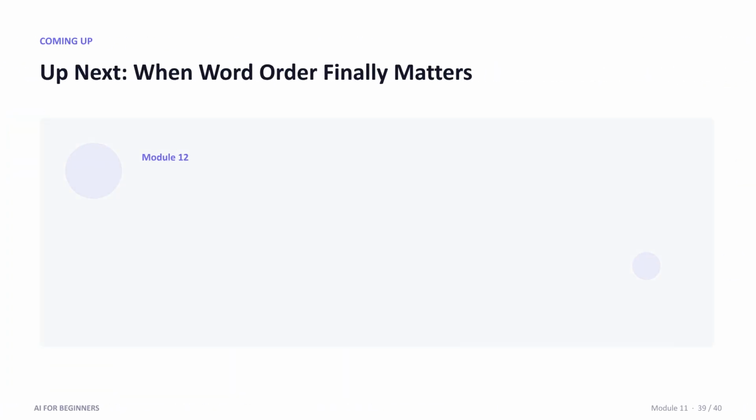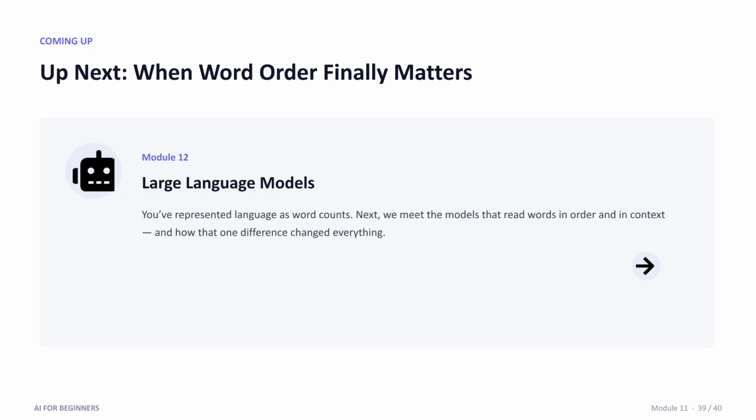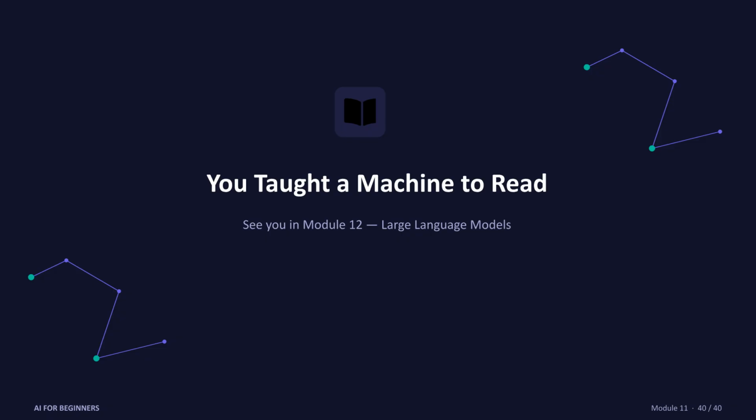Up next in Module 12, we will look at large language models. You have learned how to represent text as counts, but now we'll see what happens when models start reading in order and context. Congratulations! You have officially taught a machine to read.